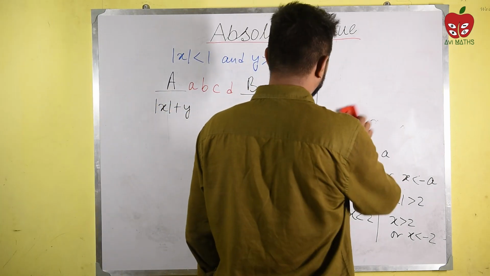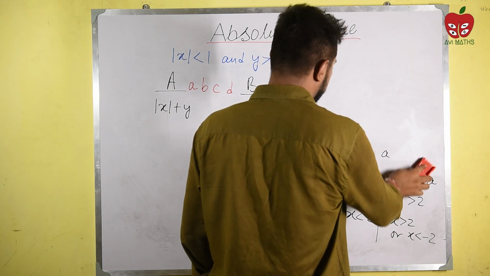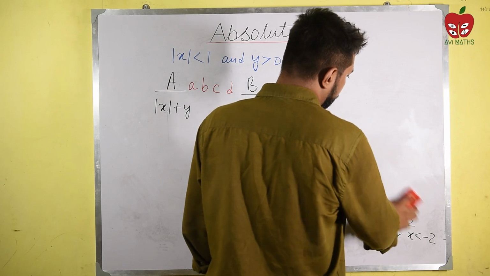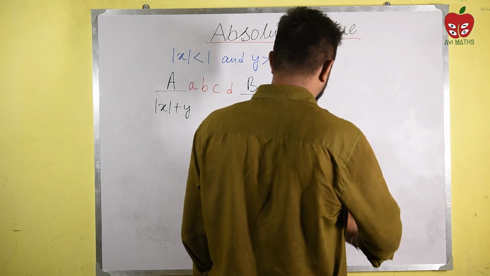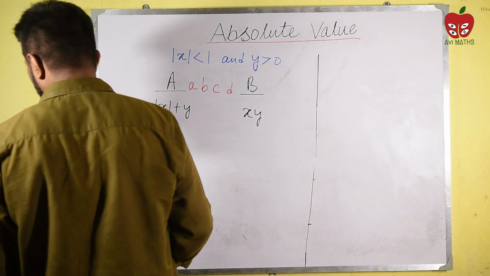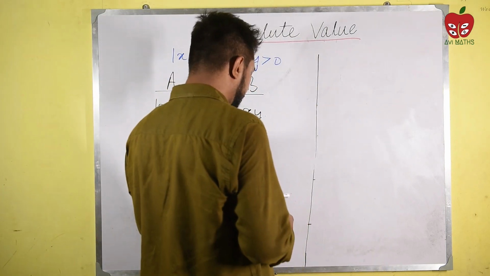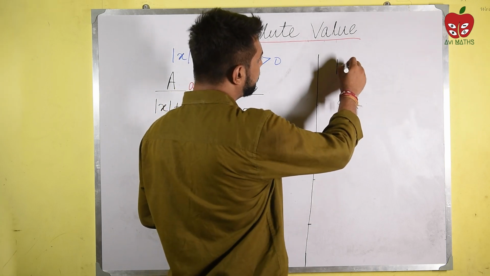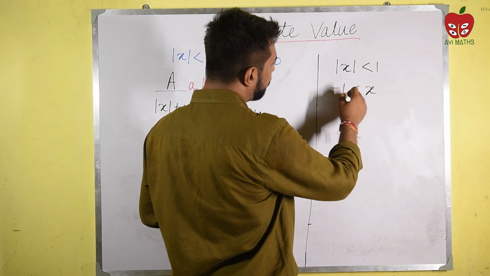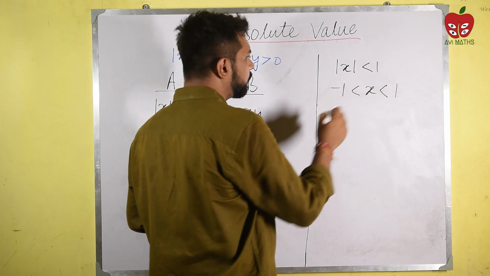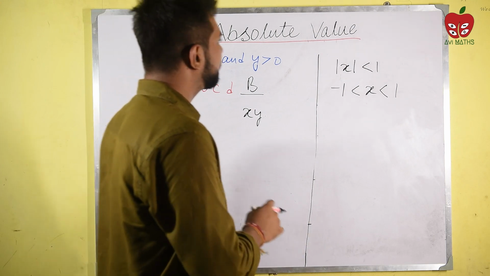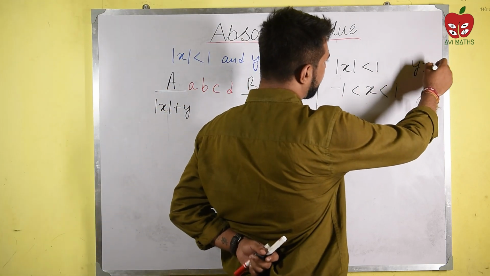So what is given in the question, guys? Mod x is less than 1. So if mod x is less than 1 is given, we can use our concept which we have just learned, that if mod x is less than a, then the x value will be from minus a to a. So here it is given that mod x is less than 1, so we can say that x will be between minus 1 to 1. So we got the range here. Fine. And another thing is given, y is greater than 0. So I am also writing this.